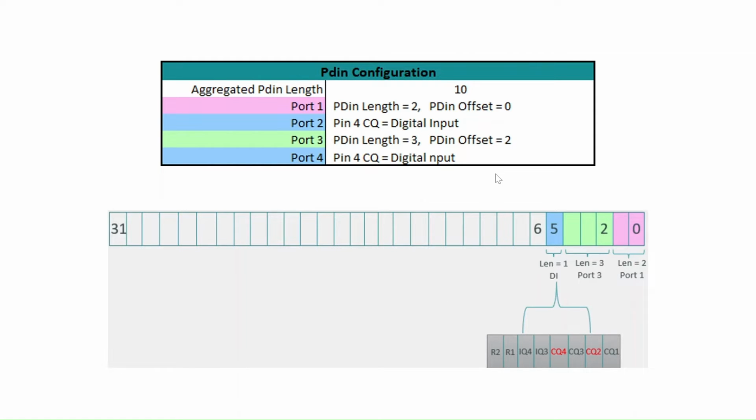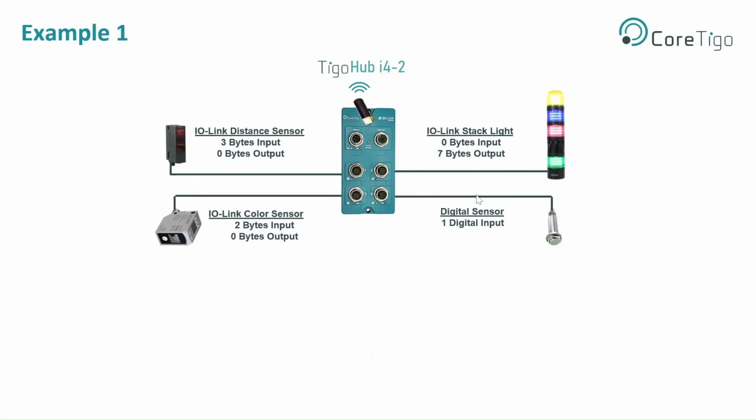In this second example, we have 2 bytes of IO-Link inputs on port 1. Then port 2 has 1 digital input. Then port 3 has 3 bytes of IO-Link inputs, and port 4 has 1 digital input. From the image below, we can see that port 1 starts the data stream at index 0. Then at index 2, port 3 has 3 bytes of IO-Link inputs. And lastly, both port 2 and port 4 have 1 digital input, both of which go in the most significant byte.